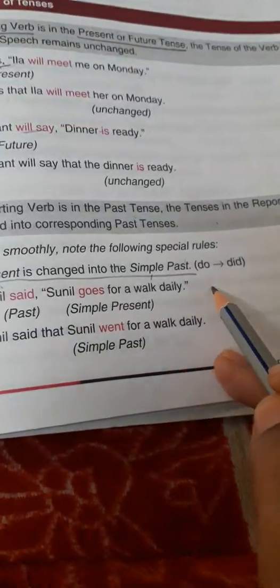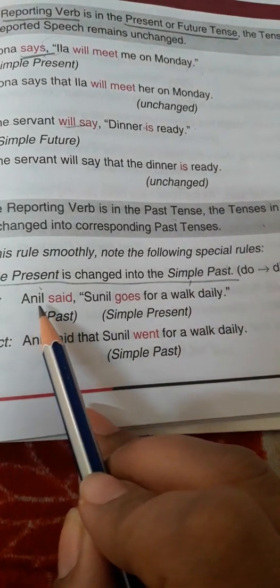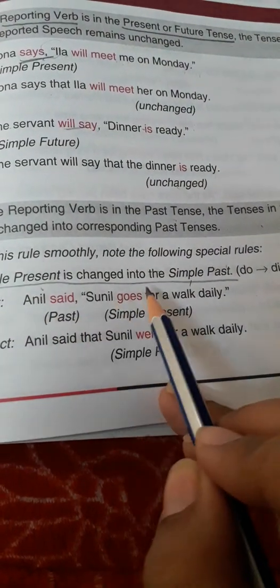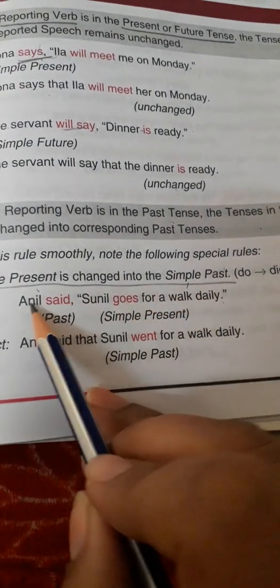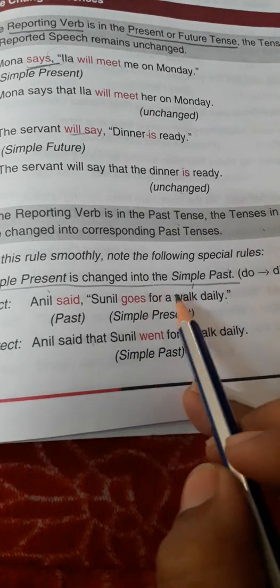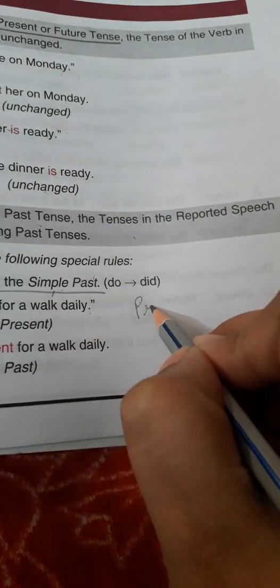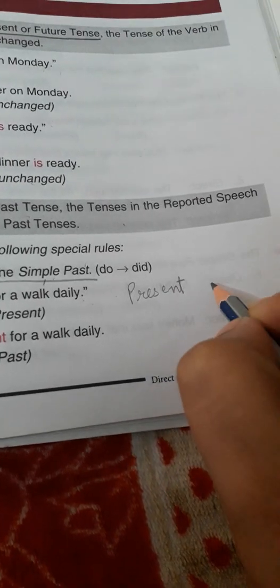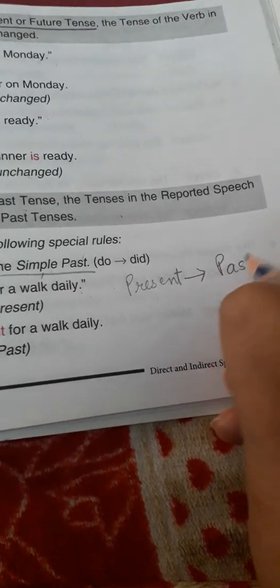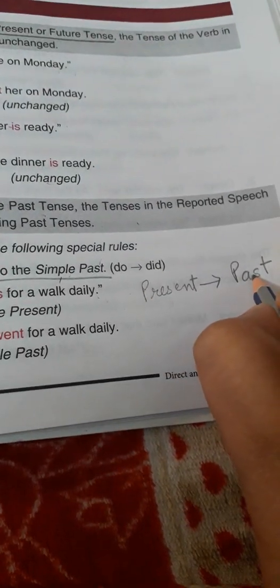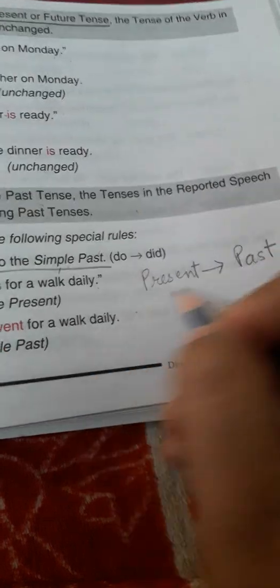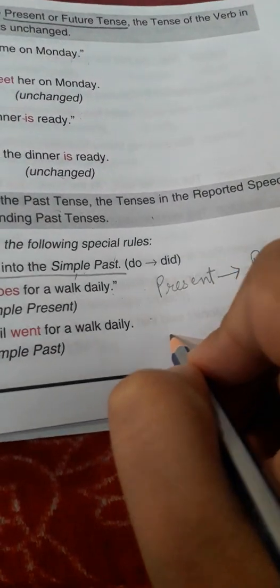Now see, simple present will change into simple past. See the example: Anil said, "Sunil goes for a walk daily." What will you write in indirect speech? Anil said that Sunil went for a walk daily. So simple present will be changed into simple past. Students, keep one thing in mind: all the present tenses will change into past tense. Simple present will change into simple past, present continuous will change into past continuous, present perfect to past perfect. I hope this is clear.